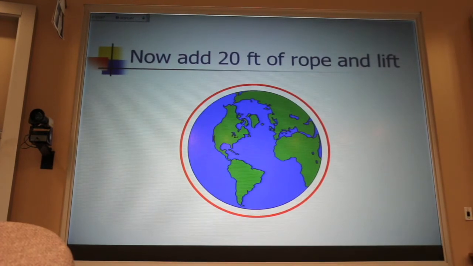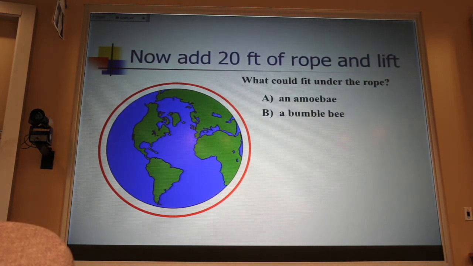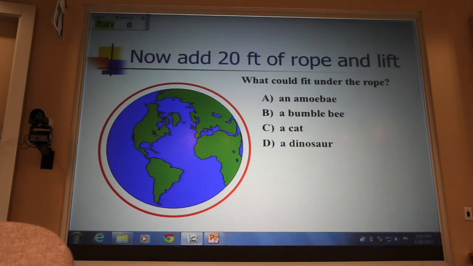Now, what's the smallest thing that could fit under this rope? Would it be an amoeba, a bumblebee, a cat, or a dinosaur? With your clicker, people. What is the smallest thing that could fit under this rope?